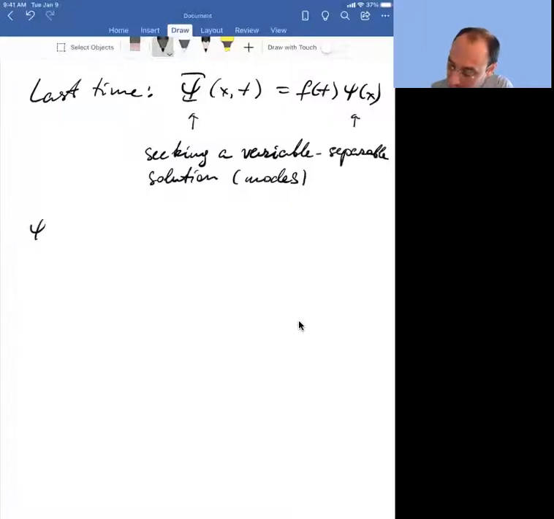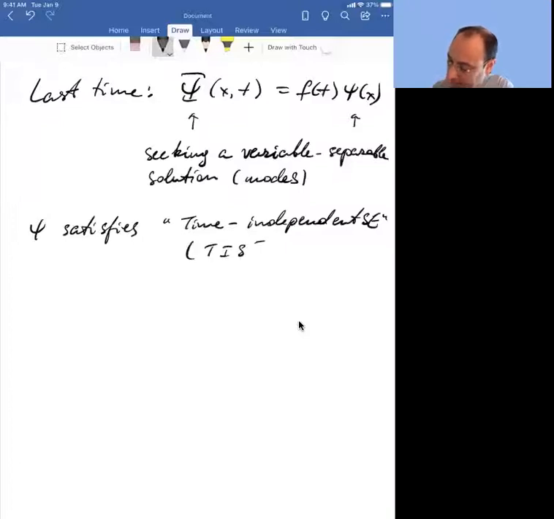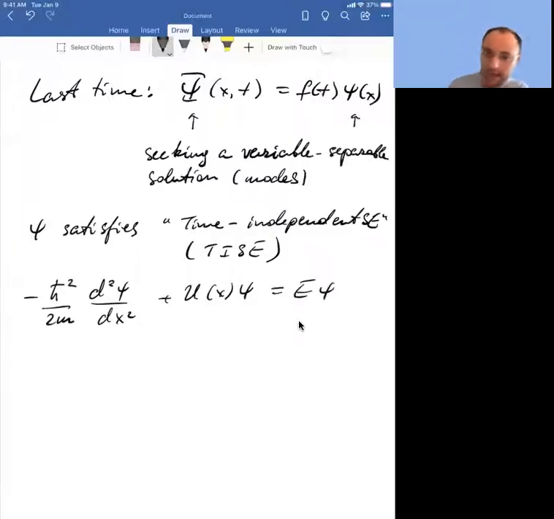So we saw that psi satisfies something that's called the time-independent Schrodinger's equation, or I'm just going to call it TISE in the future. And it's this. Remember E, this is a separation constant.